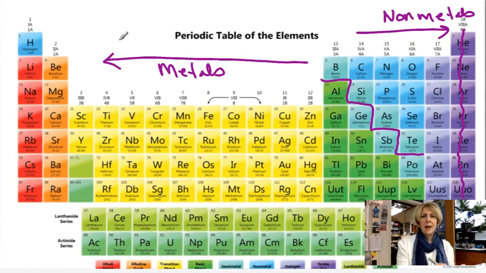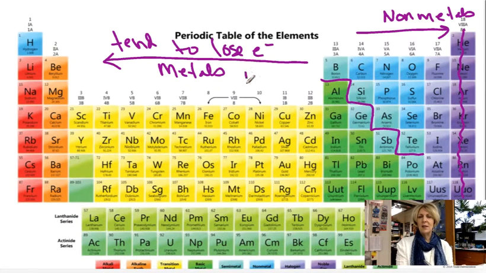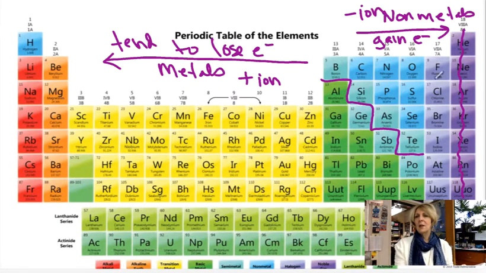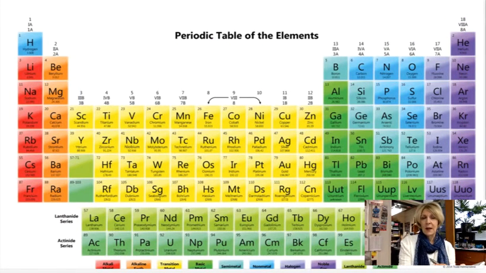formulas. But guys, metals tend to lose electrons. They tend to lose electrons, and so because of that, they tend to form positive ions or cations. Non-metals tend to gain electrons. They gain electrons, and so they become negatively charged ions. All right? So we've got the metals over here, and we've got the non-metals over here, and non-metals tend to form negative anions, and metals tend to form positive ions. All right. So now we're going to look at the patterns in the periodic table.